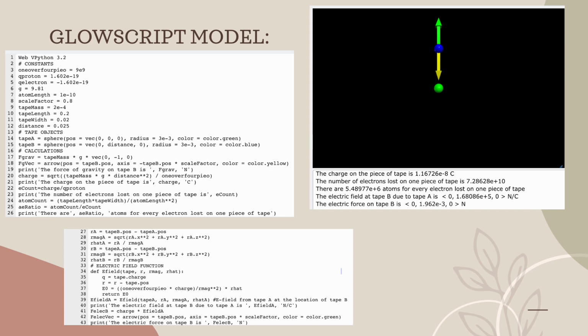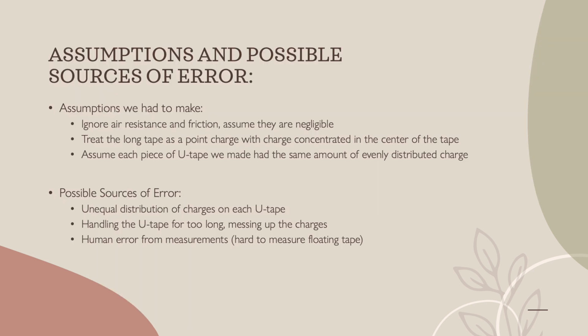And then we also found the electric field and then the electric force using those, which is similar to what we calculated before. So assumptions that we made are that we had to ignore air resistance and friction and assume that they're negligible in this situation. We also treated each long piece of tape as a point charge with the charge concentrated in the center of the tape rather than the entire long piece of tape. And we also assumed that each piece of U tape we made had the same amount of evenly distributed charge across it.